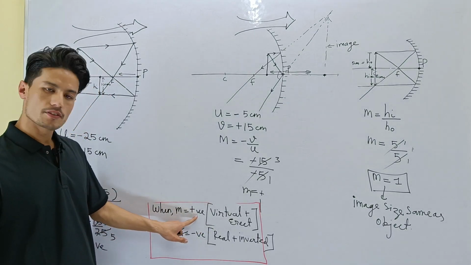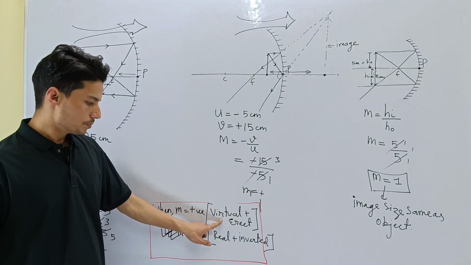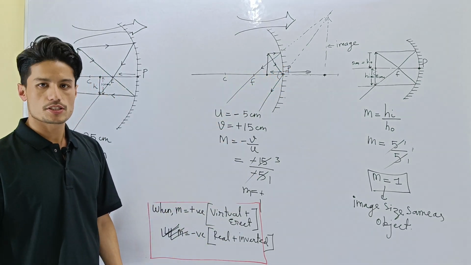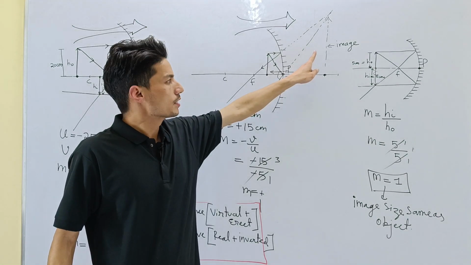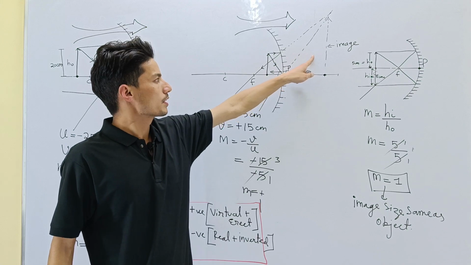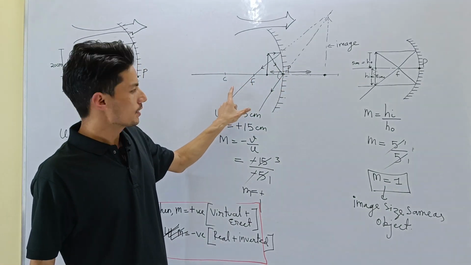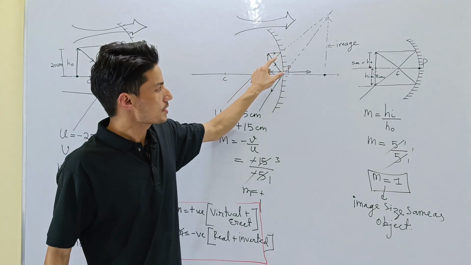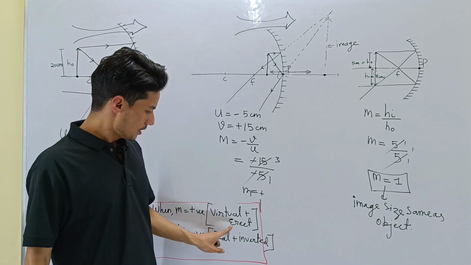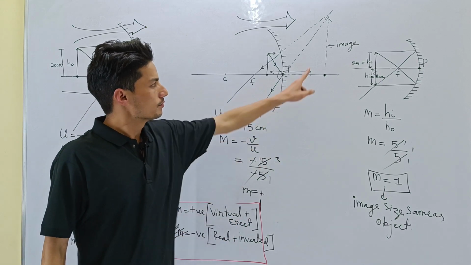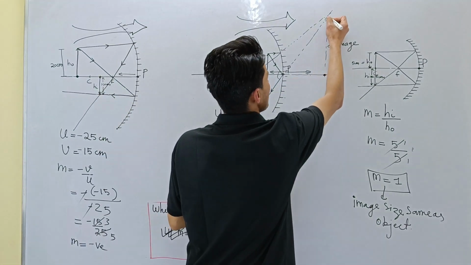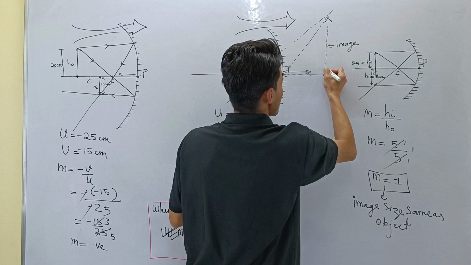If I get a positive magnification value, what should it be? It should be a virtual and erect case. Now let's check. Is it virtual? Is this a virtual image? The answer is yes, this is a virtual image, because the rays do not meet. We trace them back and then they appear to meet, and they are meeting behind the mirror. So this is a virtual case. Now, virtual images are always erect. Is the image erect? Yes, the image is erect. You can see it's an erect image.